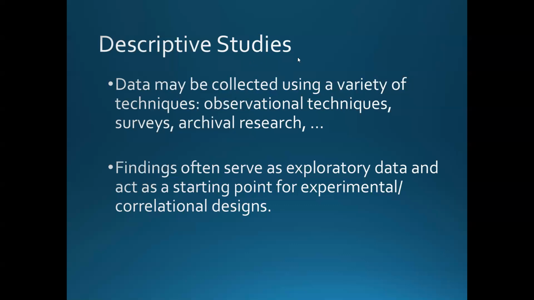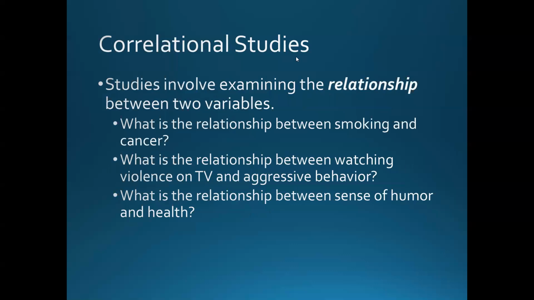What are their means? So the next design is called a correlational study. And hopefully you know this term correlation, because you are doing one for your own research. But a correlational study involves examining the relationship between two variables. So now, from descriptive studies where we started with just one variable, we're jumping up into two variables.